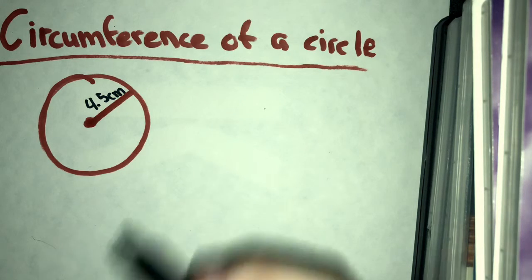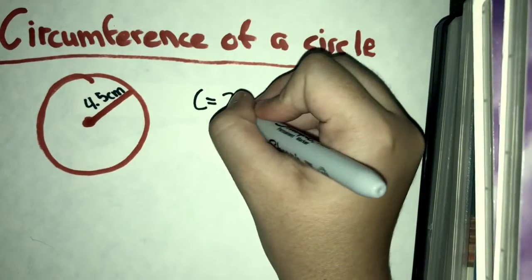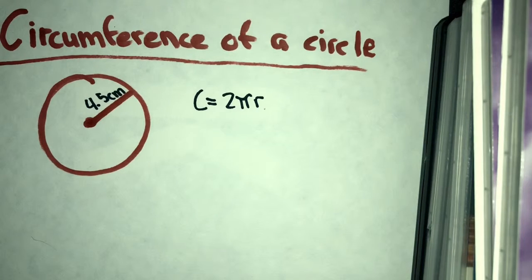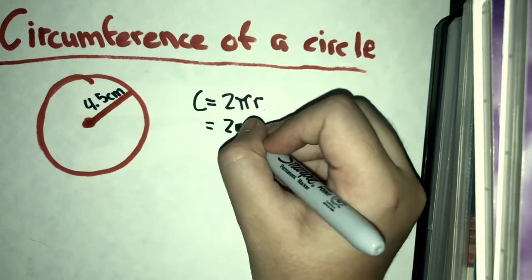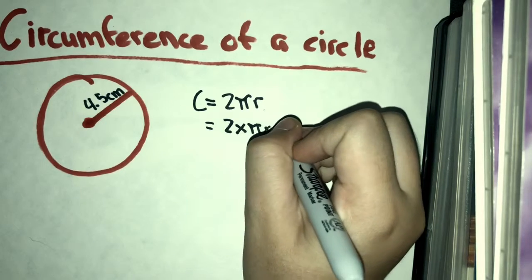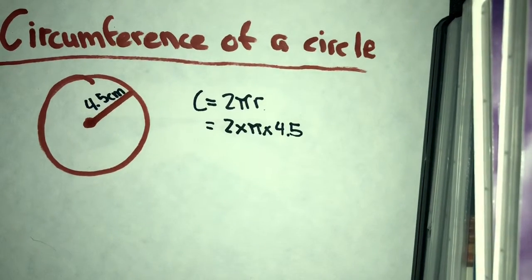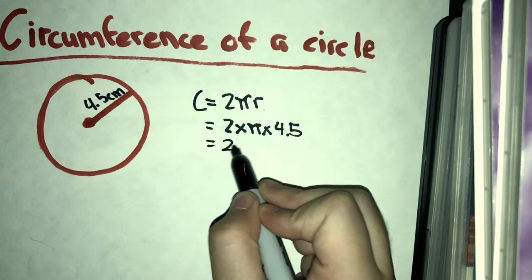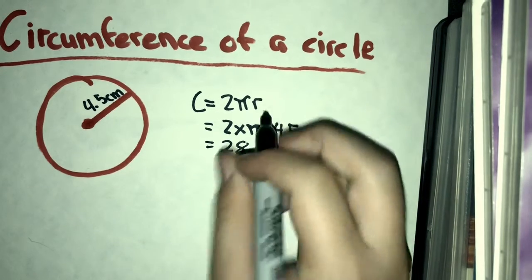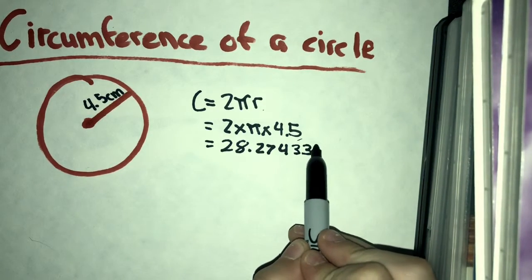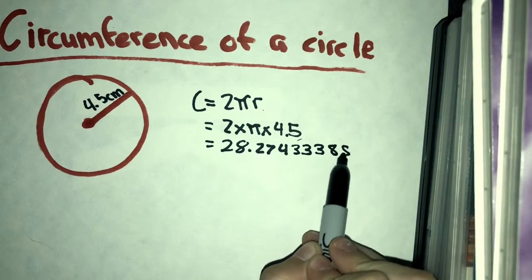Start off with the rule, which is circumference equals 2 pi radius, and then break it down into circumference equals 2 pi times radius, which is 4.5, equals 2 times pi times 4.5. Calculate it, which equals 28.2743388.